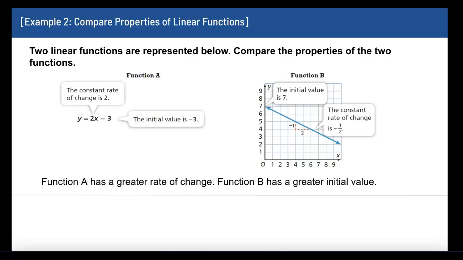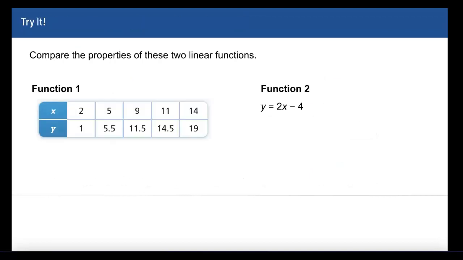So we can compare these directly and say that function A has a greater rate of change because 2 is bigger than -1/2, but function B has a greater initial value because it starts at 7, where function A would start at -3. So we can talk about and compare their rate of change and their starting points. You try it with this one. What are the different properties and how do they compare for function 1 and function 2?